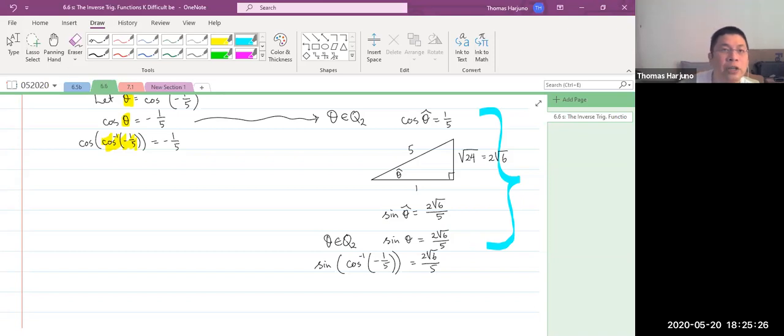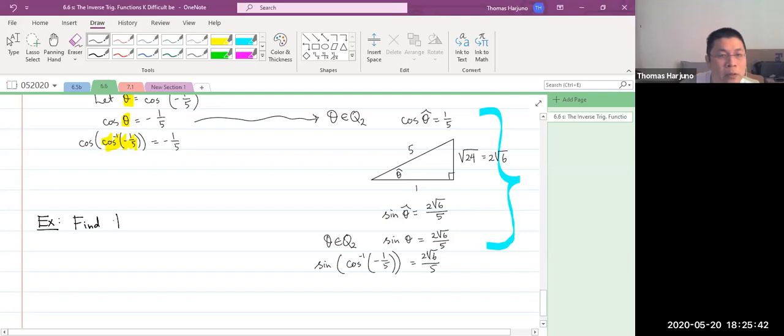Okay, now let's change the question even further. Suppose I go this way. This is pretty much your precalculus level. Suppose I give you this: compute or find tangent of cosine inverse x, in terms of x. Let x be a positive number. So instead of giving you a particular, specific value for that x, I make it a general x.